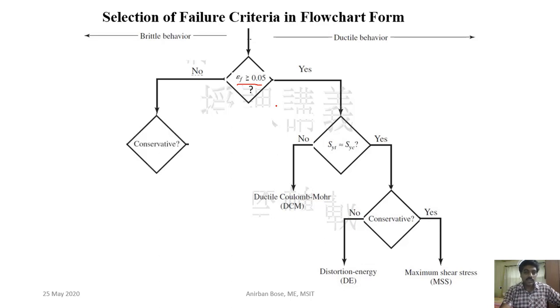On the other hand, on the brittle side, if you want a conservative theory, then you have to use the brittle Mohr theory. If it is not conservative, then modified Mohr theory, and if it is conservative, then brittle Mohr theory. Okay.